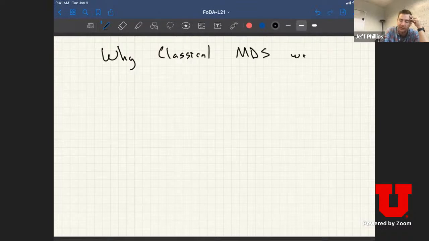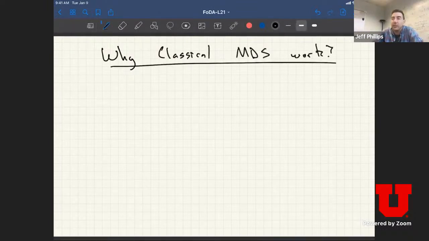Why does classical MDS work? Okay, I'm going to give most of this intuition. I want to start with this idea: instead of a distance matrix, let's say we had a similarity matrix.